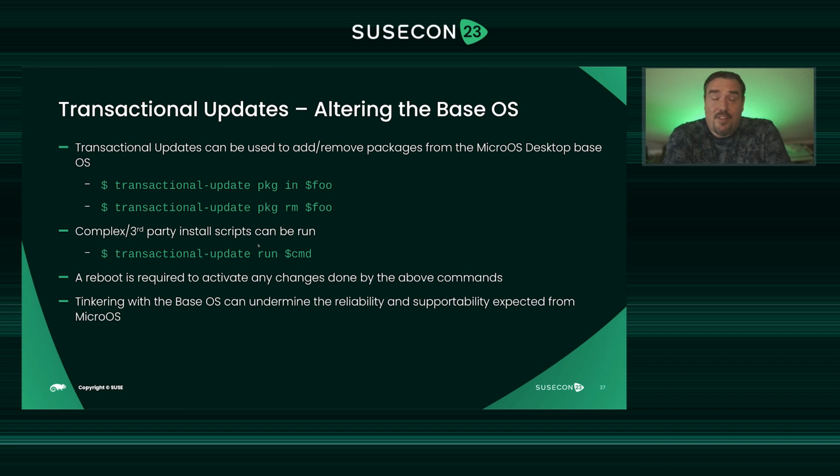So, as I've said a few times, you can use transactional updates to modify the base OS. If you want to add or remove packages from your MicroOS desktop base, all you have to do is transactional-update pkg in and then the package name, or rm to remove a package. Yes, that's a bit of a long, clunky string. No, we're not going to make it shorter, because we don't really want to be encouraging this. It's there for when you need it, because there's going to be times you need it. If you're using it every day, you're probably doing something wrong.